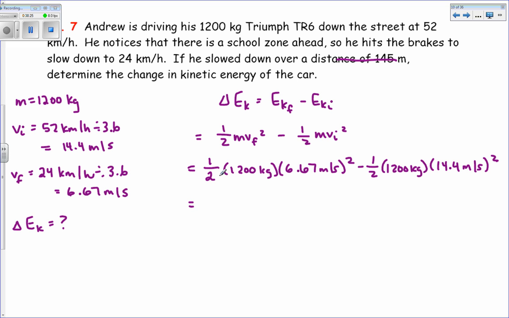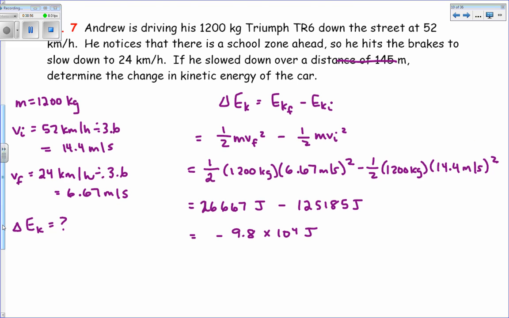Okay, and that equals 26,667 joules minus 125,185 joules. And so that gives you negative 9.8 times 10 to the 4 joules. So it is going to be negative, right, because you're losing kinetic energy because you're slowing down.